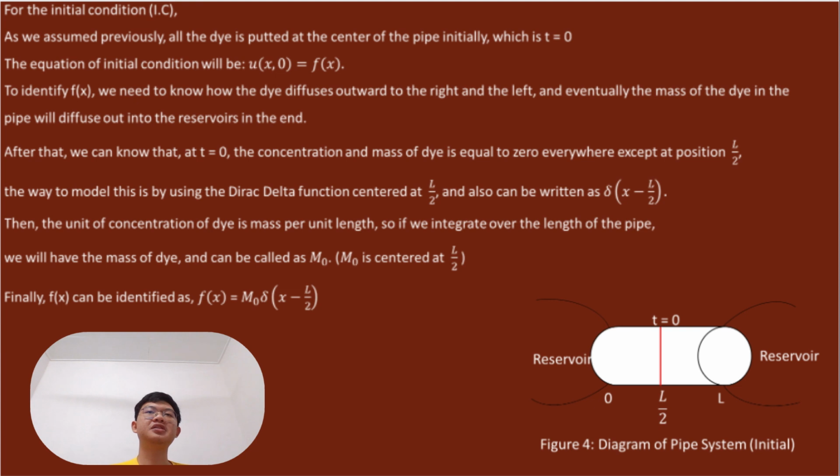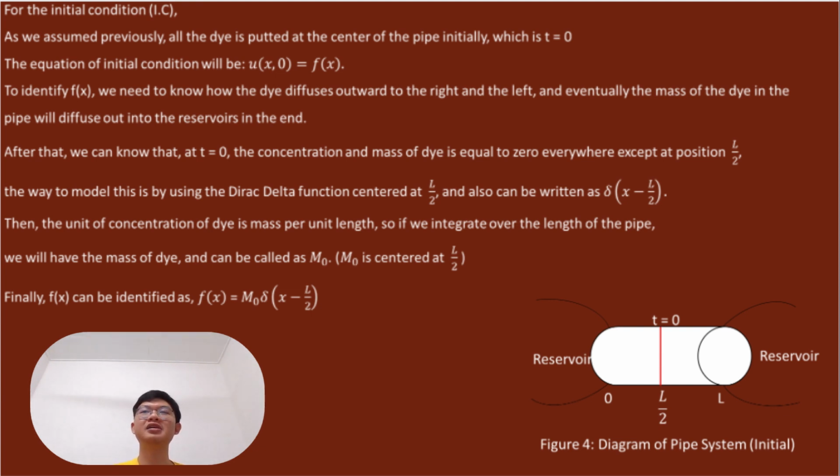For the initial condition, as we assumed previously, all the dye is put at the center of the pipe initially, which is t equals 0. So we get that the equation of the initial condition is: when t equals 0, u equals f(x). To identify f(x), we need to know how the dye diffuses outward to the right and to the left from the center of the pipe system, where the position of the center of the pipe system is L over 2, as we can see in figure 4 below.